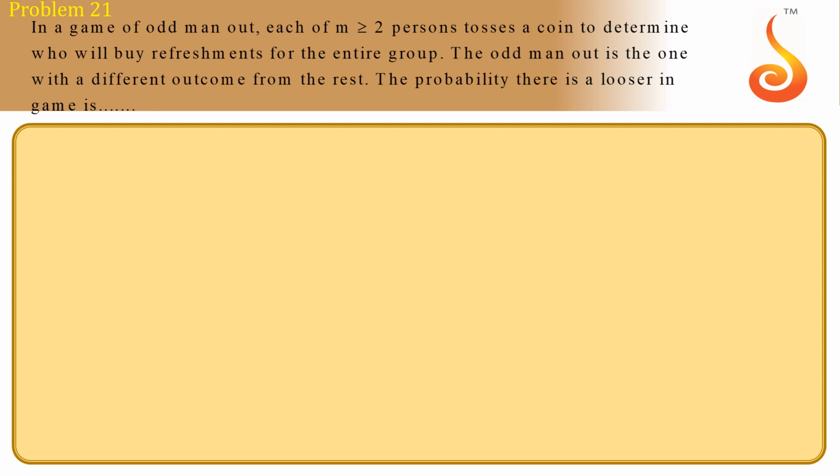In a game of odd man out, each of m greater than or equal to 2 persons tosses a coin to determine who will buy refreshments for the entire group. The odd man out is the one with a different outcome from the rest. What is the probability that there is a loser? There should be a loser. See, here what happens: suppose some persons, greater than or equal to 2, are playing this game.